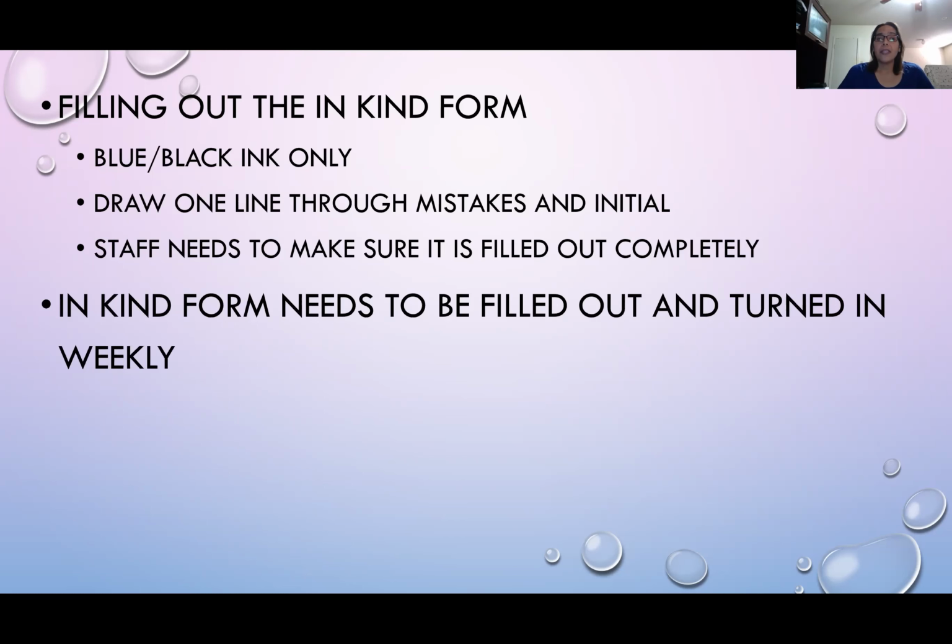Now, if you have a parent that came in and said, oh, I made a mistake here, what do I do? Just have them draw one line through the mistake, initial it, and then put in the correction. That goes for staff too. If a staff makes a mistake, just draw a line through it, initial it, and put in the correct information. There's no need to have your parent redo the whole form for just one little mistake. We don't want to do that. Just have them draw one line through it and correct it.